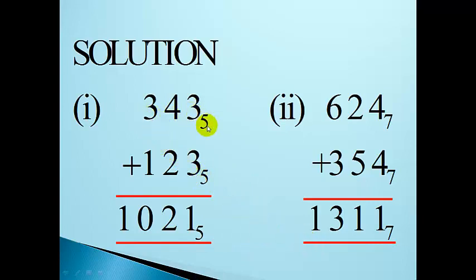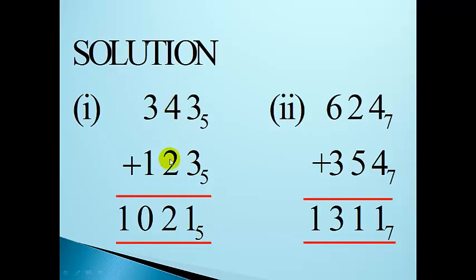343 base 5 plus 123 base 5. Now 3 plus 3 equals 6. And 6 in base 5, we write the remainder first. The remainder is 1, and the number of group is 1.